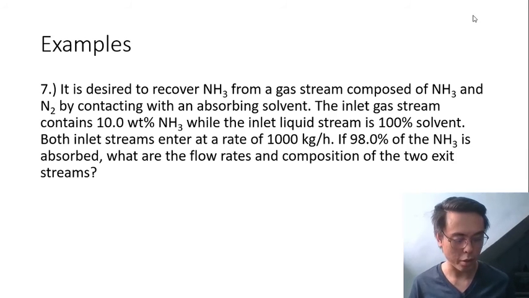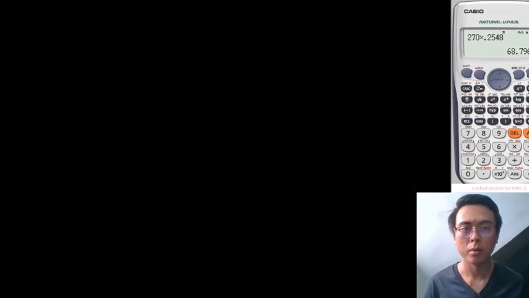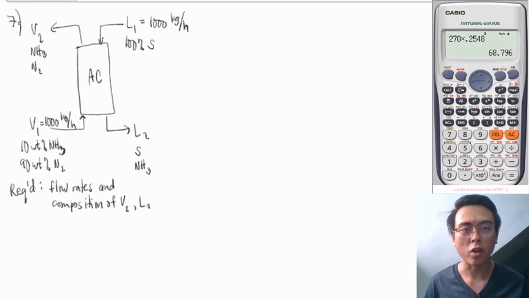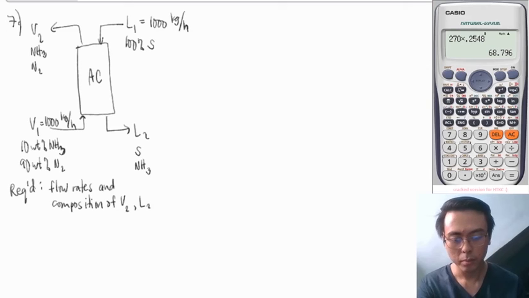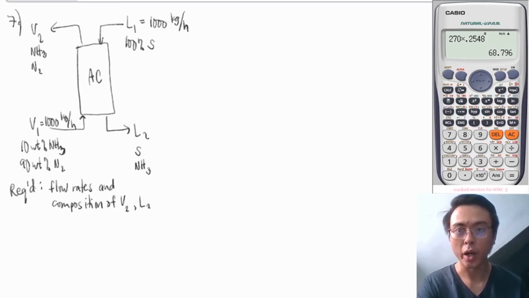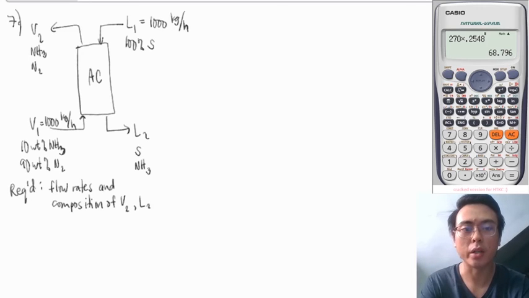So we have here the diagram. If you take a look at the given, we have an absorption column as our unit. We have two inlets to the process, that's V1 and L1. V1 is your vapor stream that's coming into the process, and L1 is your liquid stream coming into the process. V1 is composed of 10 weight percent ammonia and 90 weight percent nitrogen, while L1 contains 100% pure solvent. We shall call the solvent S.